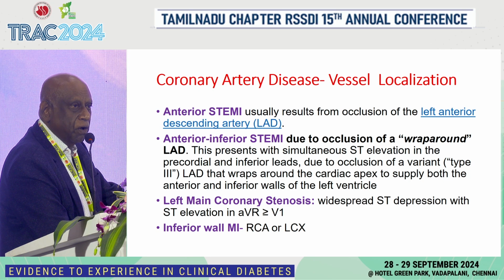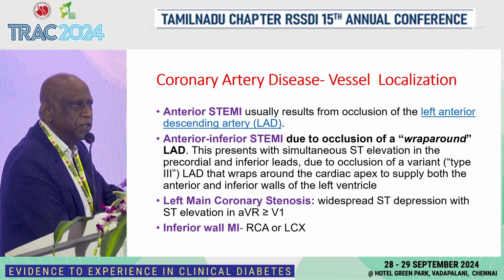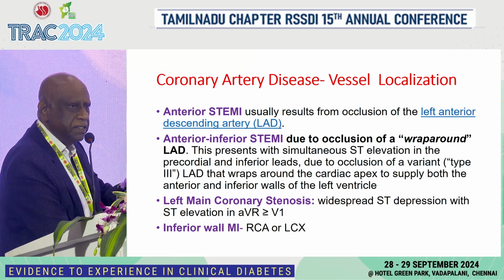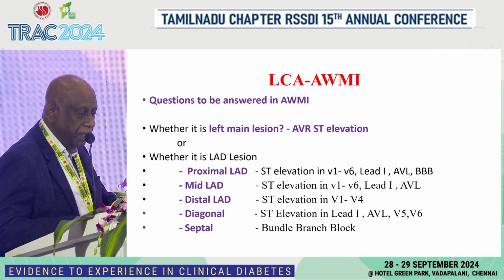And left main coronary artery disease is very dangerous, very difficult even for a cardiologist to dilate by PCI. You have to be very careful. Usually they refer it for a CABG. Always when there is an ST segment elevation in AVR, you immediately make a diagnosis: it is a case of left main or an ostial lesion. Inferior wall lesions can be due to a right coronary or left circumflex.